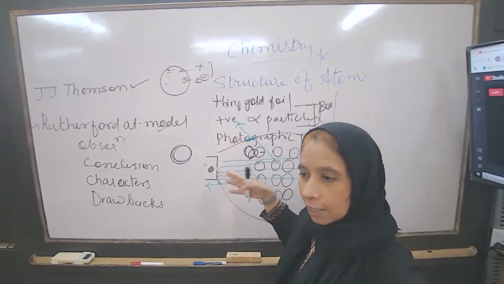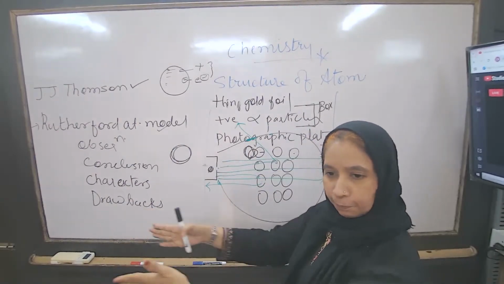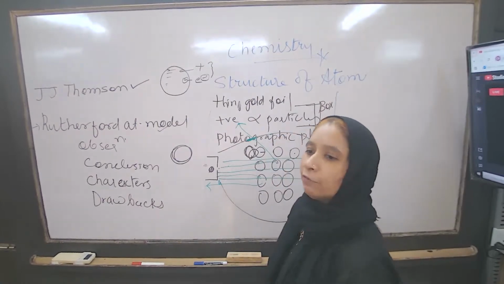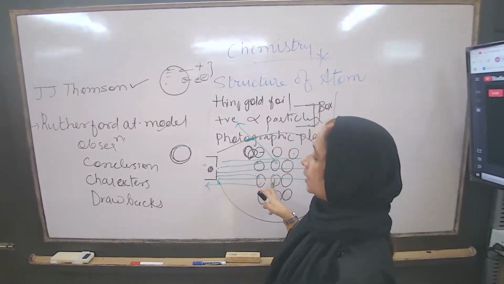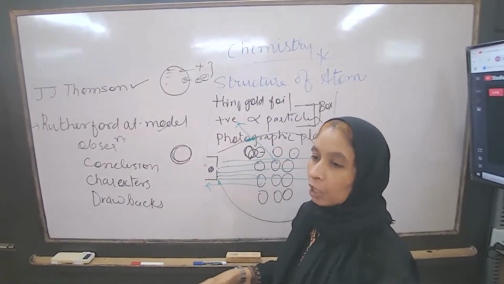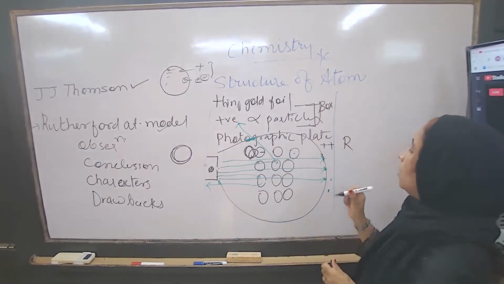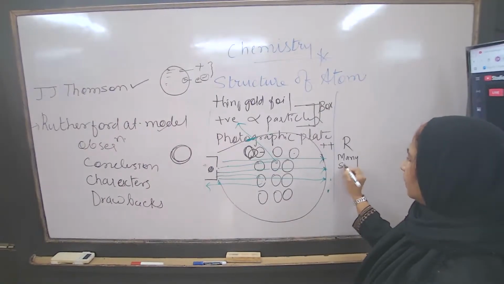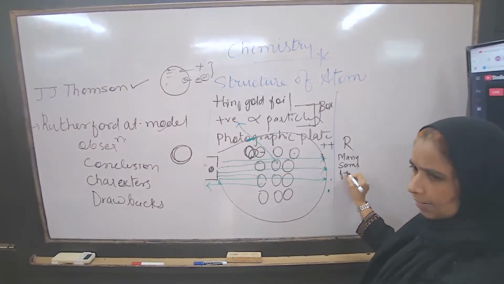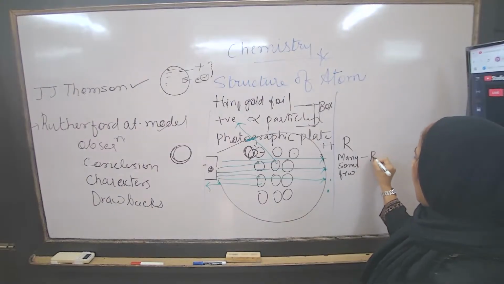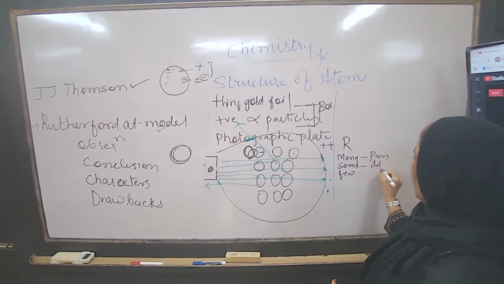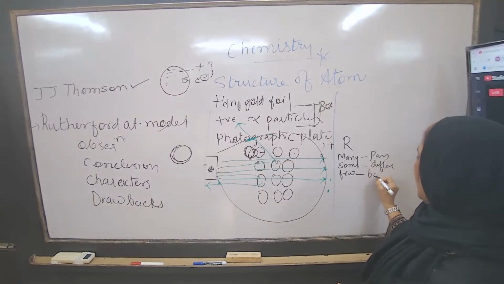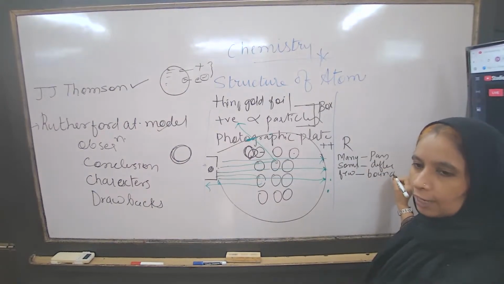Okay, and here the positive center is exactly linearly placed in front of those alpha particles, hence they are completely bounced back. So in your book it is given, I think, many, then some, and few. Look, this is the sequence: many pass, some are deflected and few are bounced back. Look, this is it.